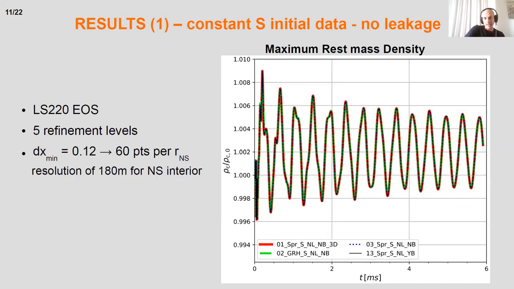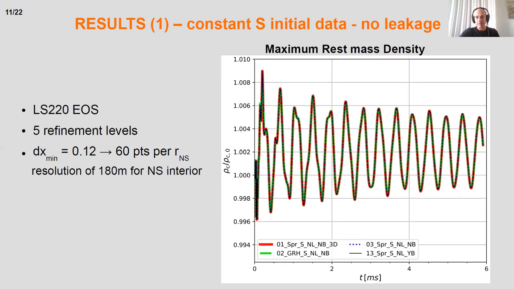So basically, the common feature of our tests is that every test runs with the LS220 tabulated equation of state available at the CompOSE website. We adopt 5 refinement levels, with the finest refined region having a resolution of roughly 180 meters in the interior of the neutron star.